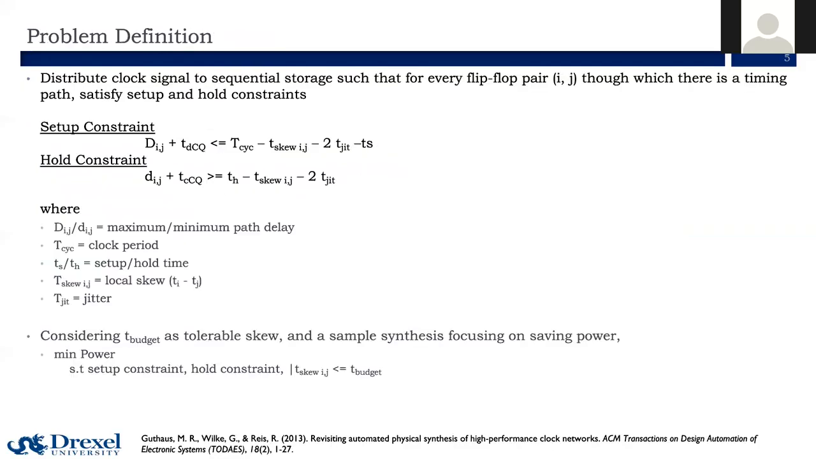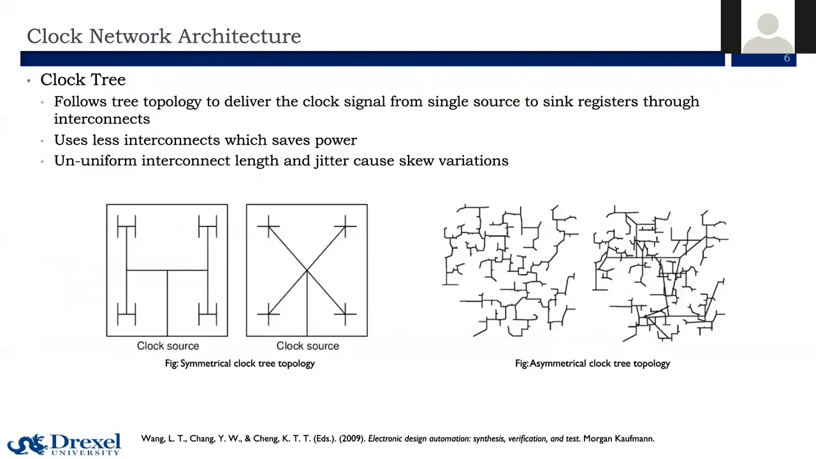A clock network synthesis problem can be defined as distribution of clock signal to all sequential storages to satisfy setup and hold constraints. In a practical design, a designer would set up a tolerable budget for skew and would be trying to optimize certain design objectives given setup hold constraints are satisfied and skew budget is met. A clock network can be synthesized under different architectures using different topologies.